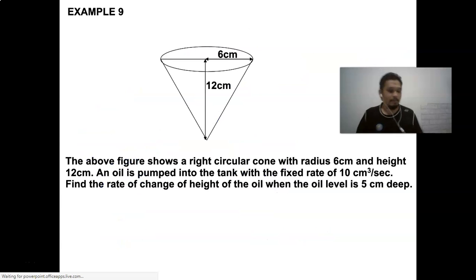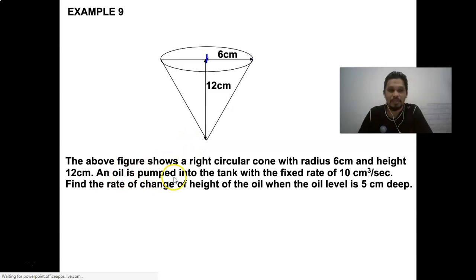Next, the above figure shows a right circular cone with radius of 6 and height of 12, and oil is pumped into the tank at a fixed rate of 10 cm³ per second. Find the rate of change of height of the oil when the oil level is 5 cm deep. Now the radius is 6. This should be a diameter. The radius from the center to the ring here is 6, and the height is 12.